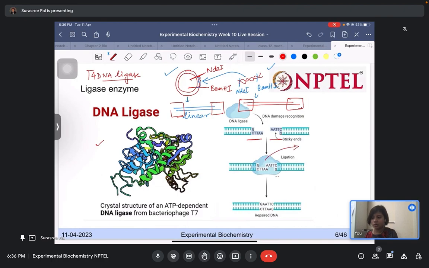So, this is the enzyme molecule. This is the ligase which can join these two sticky ends. And in this reaction, it requires ATP. So it is an ATP dependent DNA ligase. The energy of hydrolysis of ATP is required for such joining of two DNA molecules. So this is the function of the ligase enzyme.